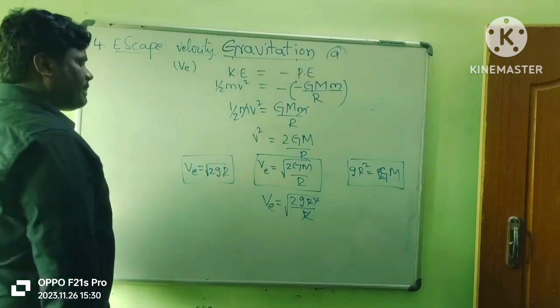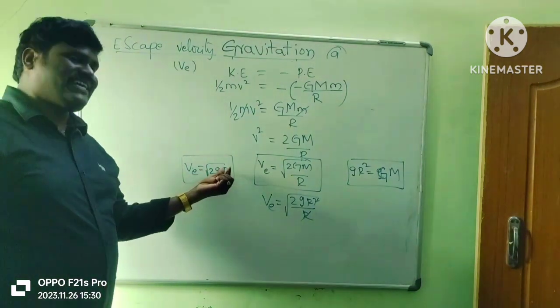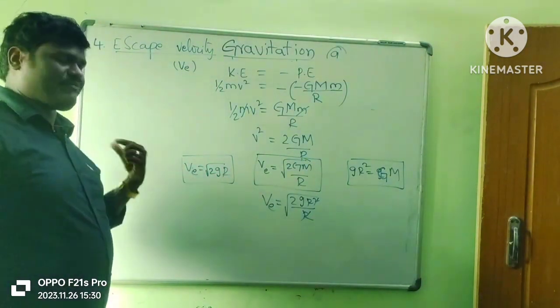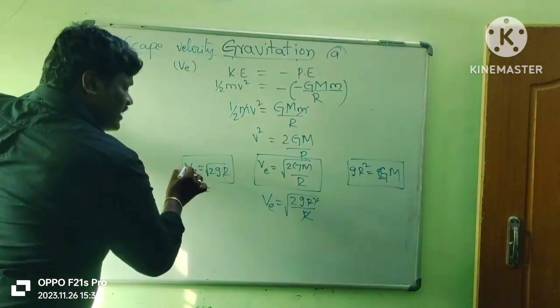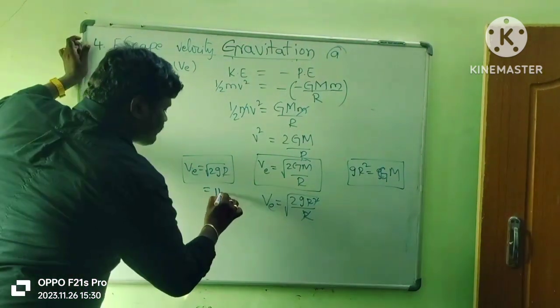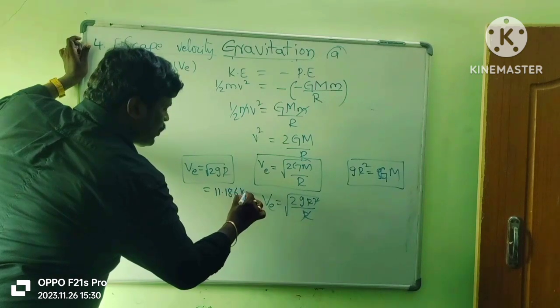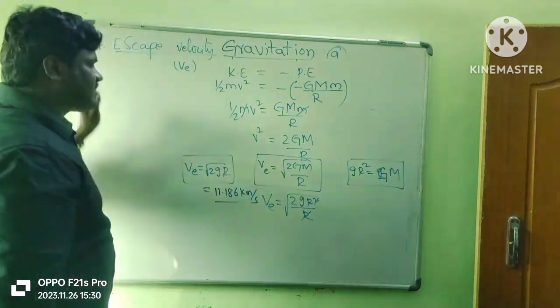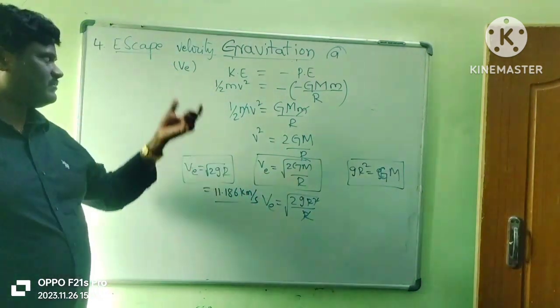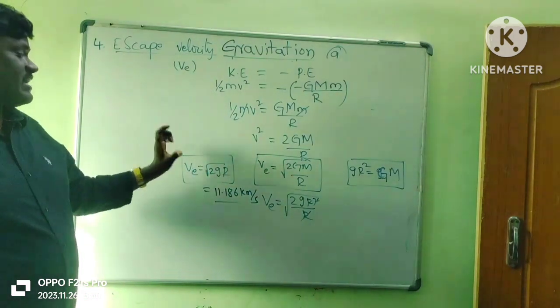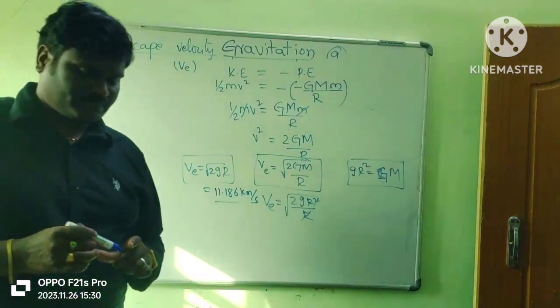Here the product of g and r is directly related to the escape velocity, and the escape velocity of the Earth is 11.186 kilometers per second. This is the Earth's escape velocity. This is the escape velocity derivation.